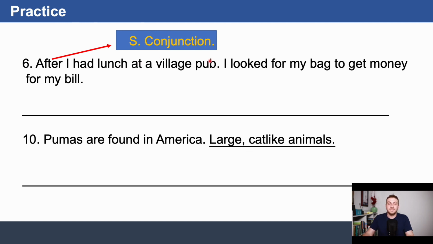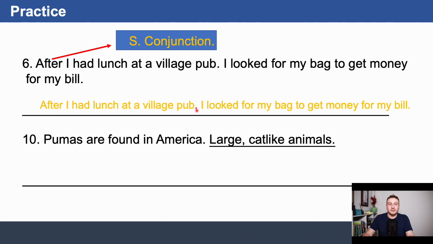And of course, there are a couple of ways we can fix this, right? So after I had lunch at a village pub, and then we can use comma, right? I looked for my bag to get money for my bill. Again, of course, we can change the order. So we can also say I looked for my bag to get money for my bill after I had lunch at a village pub. So it works perfectly fine.